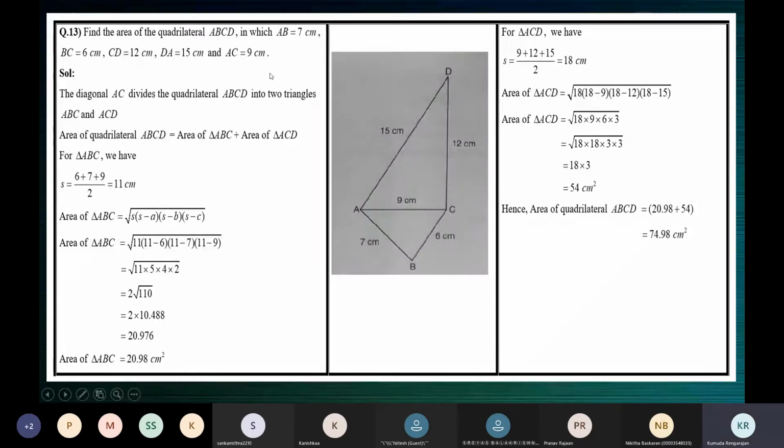Here, children, the lengths of all four sides and one diagonal are given to you: AB, BC, CD, DA, and AC. After taking up the quadrilateral ABCD and marking the lengths of the four sides, you are forced to connect AC because they have given AC is 9. So you connect AC and mark it as 9. Now we have two triangles. Find the area of this triangle and of this triangle using Heron's formula, and add to get the area of the quadrilateral.